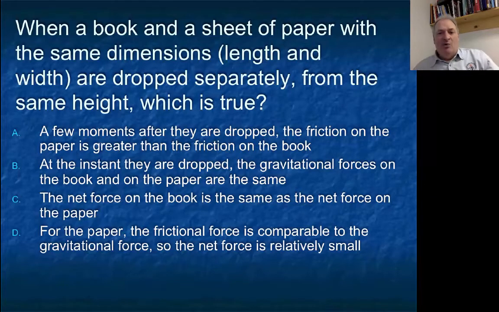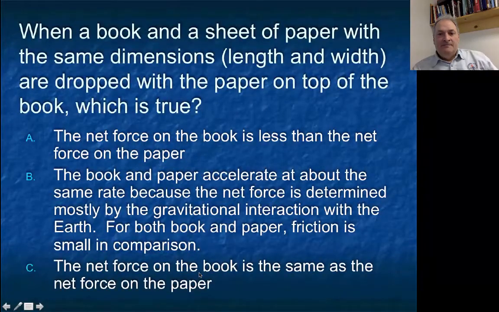And I hope I haven't spoiled the next question by saying that. Let's move on to the next question. When a book and a sheet of paper with the same dimensions, length and width, are dropped with the paper on top of the book, which is true? We did this demonstration in class too. So think about this, read the answers, answer it, and then we'll discuss them.